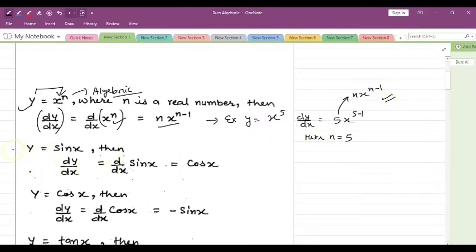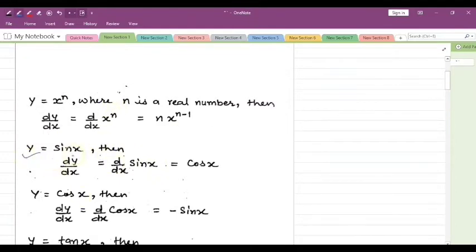Second thing we will learn is differentiation of trigonometric functions. Okay, so for trigonometric functions, you can check, we have y equal to sin x. For this formula we have dy over dx equal to d upon dx of sin x, and this is equal to cos x. You have to remember this, okay. I mean to say that dy over dx of sin x is cos x. These are the formulas and you have to remember these formulas.